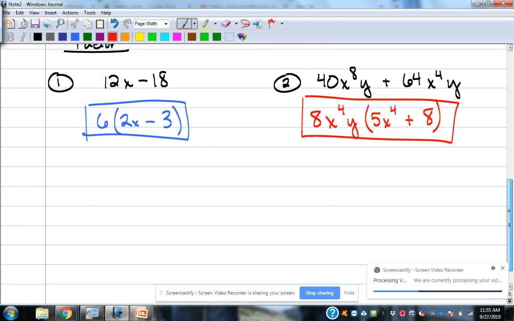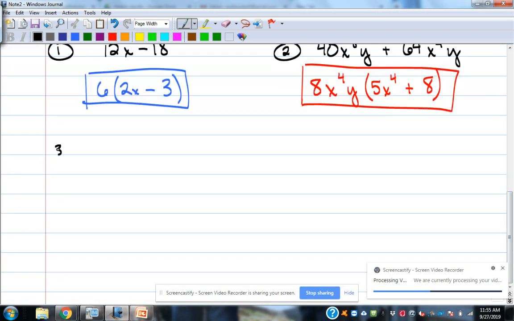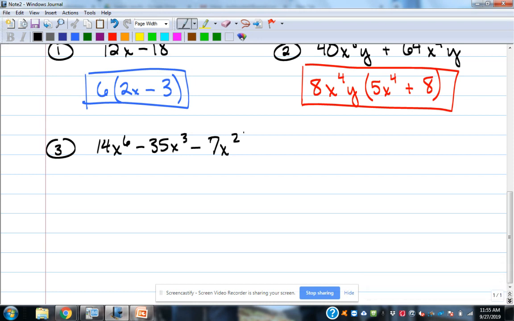A little larger problem. 14x to the 6th minus 35x to the 3rd minus 7x squared. X to the 6th, x to the 3rd, x squared. So that looks like it's in descending order. Let's try to find the GCF.